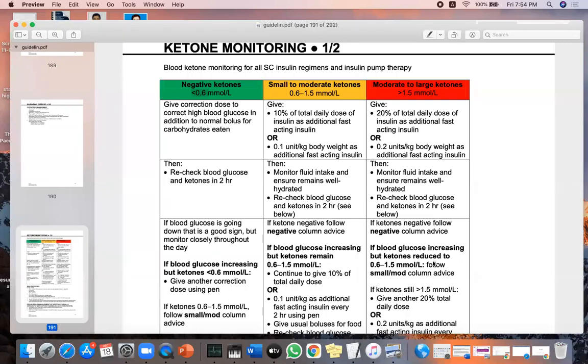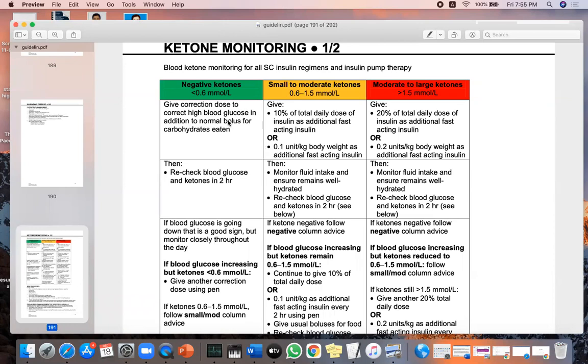So for a quick memorization, correction dose is half of the sick day dose. Okay, 10% of the total daily dose. This is the sick day dose. I hope you can see my mouse. This is the sick day dose. Okay, and correction dose is half of the sick day dose.